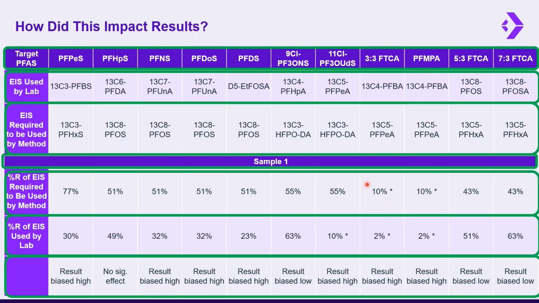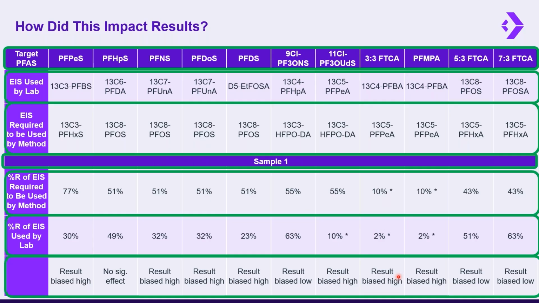And in most cases, most of the final reported results were biased high, as you can see here in the bottom row, based on the use of the wrong carbon-labeled isotope. But really, the bottom line is that there was really no need for this to happen. And to make it even worse, each data package in which this occurred was done differently. They did not even consistently use the wrong carbon-labeled isotope.